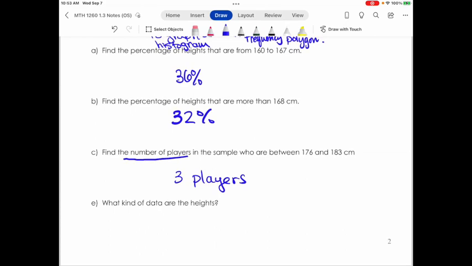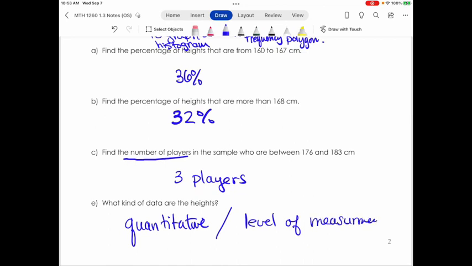The last part says, what kind of data are these heights? This would be quantitative. And just as a nice review, if we're talking about the level of measurement, we would call this a level of measurement that is ratio because this has an inherent 0. If you say you have 0 centimeters, that literally means there's no height. So you have that inherent 0.